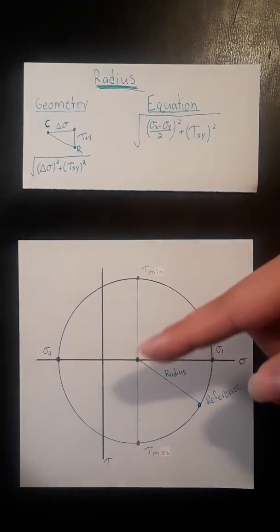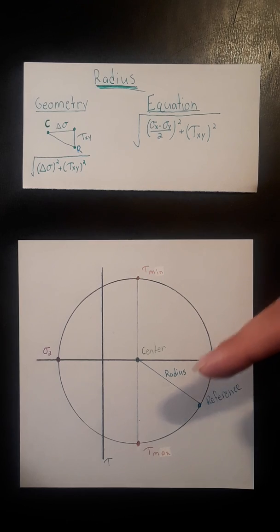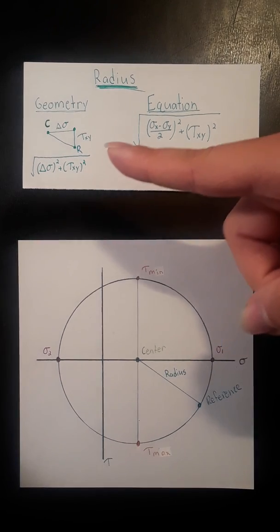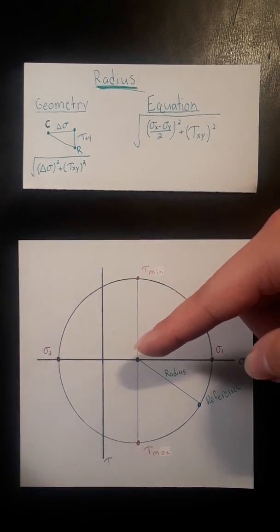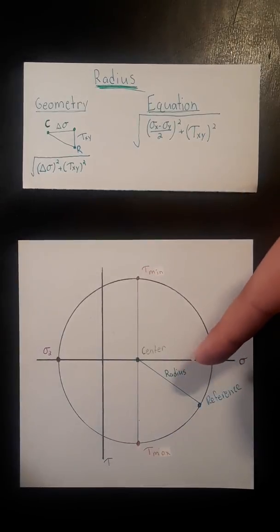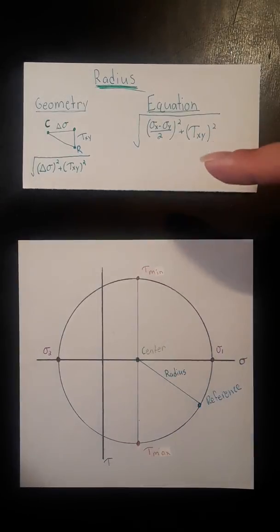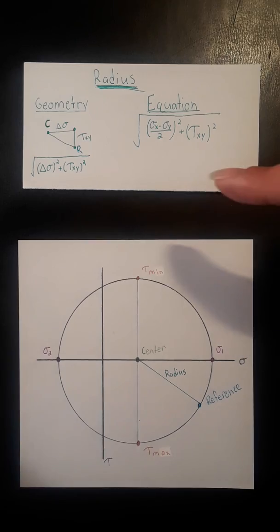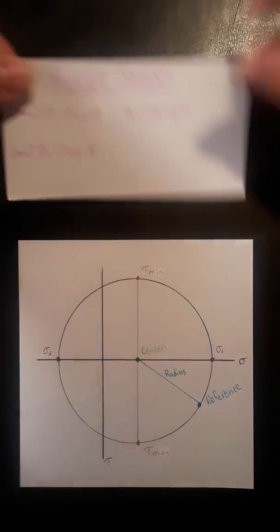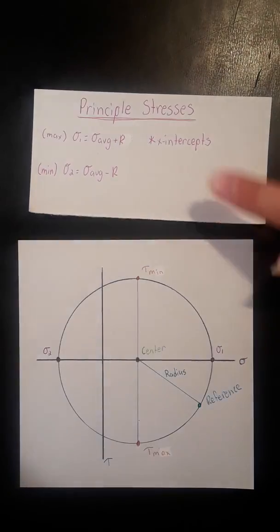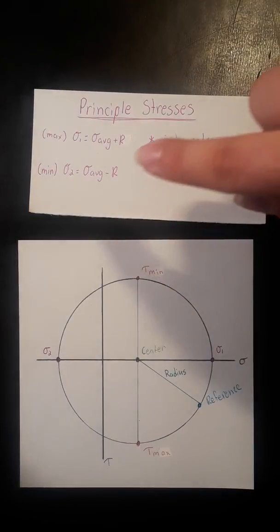Given those 2 points, you can now find your radius here. You can either use geometry with the Pythagorean theorem, creating a triangle with the center, your reference point, and where it would hit on the radius, or you can use the equation here, which is also similarly based on the Pythagorean theorem. The principal stresses are going to be your max and min stresses.